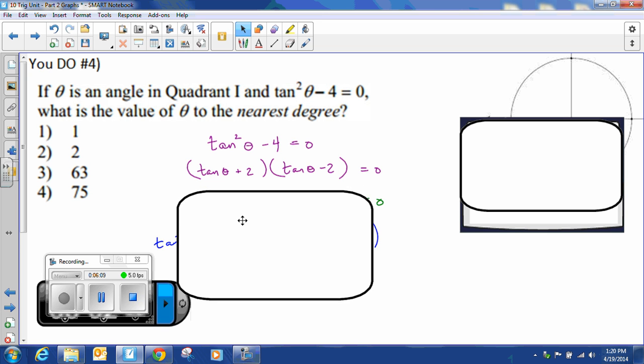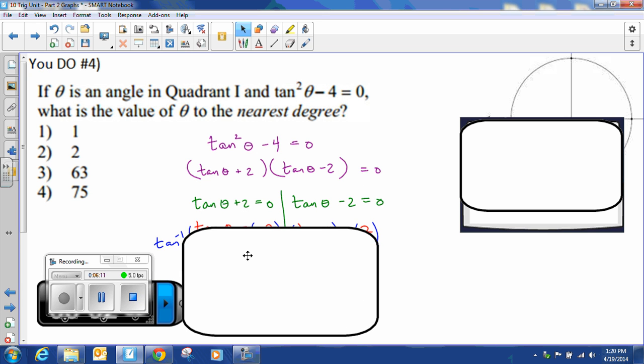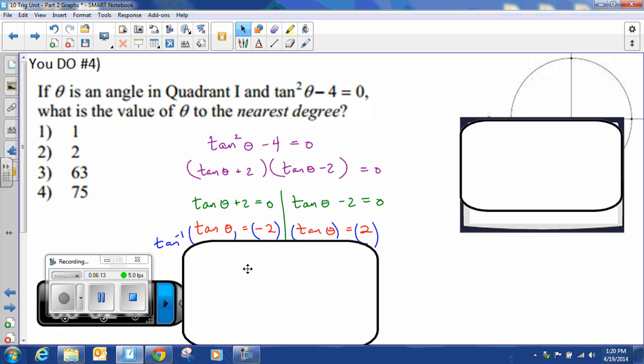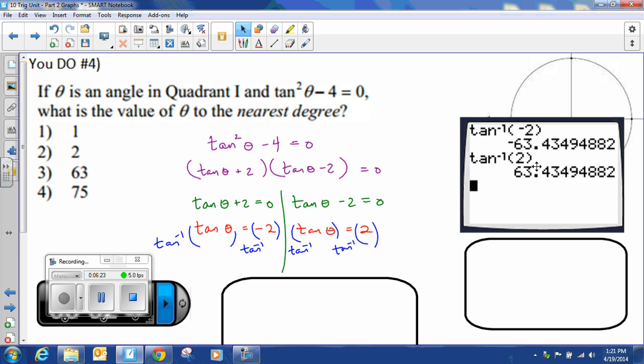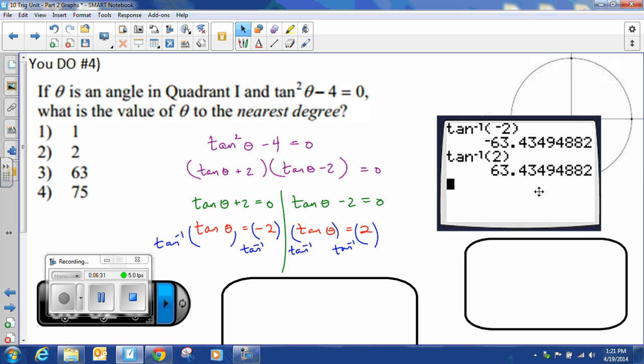We're going to set each of these equal to 0, and we have tangent of theta equals -2, tangent of theta equals +2. Now, we need the calculator for this. We're going to take the inverse tangent of both sides, and we end up with -63 degrees and +63 degrees. So there you have it. The answer is 63 degrees, option 3.